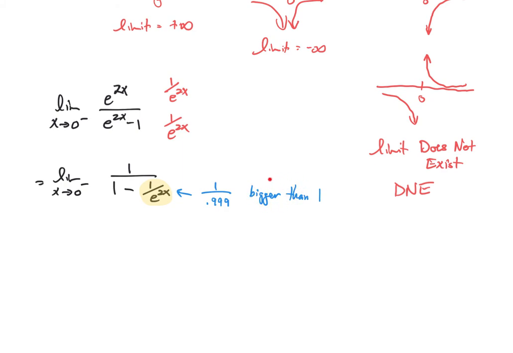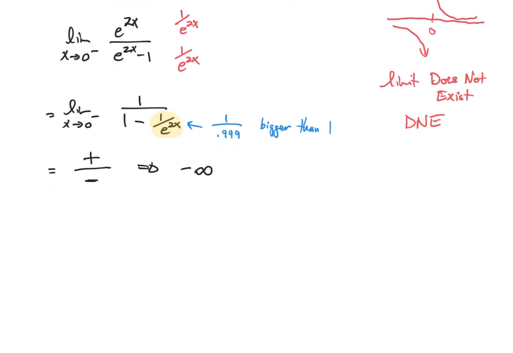And the central thing that we're concerned with, we know it's going to be some sort of infinity. We're worried about the sign. So the numerator is going to be positive because 1 is a positive number. The denominator is going to be 1 minus a number that's bigger than 1, so that denominator is going to be negative. So this tells us that our limit is going to be negative infinity. Okay, and that's when we come from the left side.